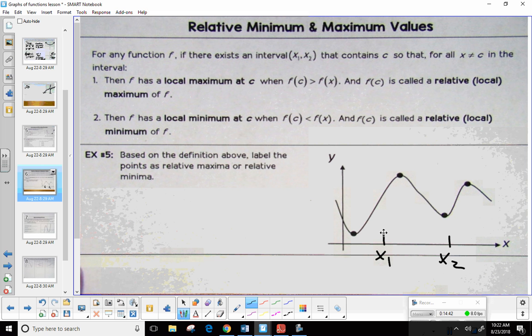Okay, so someplace on your graph, where you have maybe x sub 1, x sub 2, just like we were talking about, you have an interval from one x to the other that contains some value c, so that for all x not equal to c, c has to be between the two. It can't be one of the interval boundaries. Okay, in the interval, f has a local maximum at c when f of c is greater than f of x. Okay, a local maximum when it's greater than the function itself. Now if f of c is less than f of x, we refer to that as a local minimum.